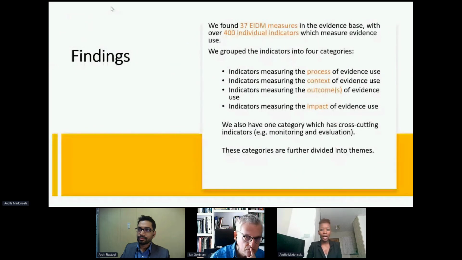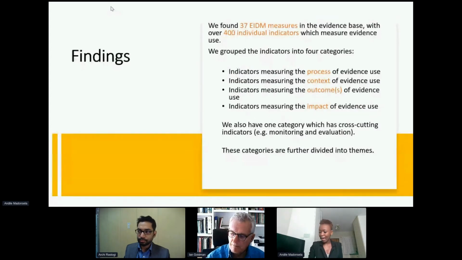So like I said, we found 37 EIDM measures, and these measures are made up of over 400 individual indicators. And we grouped these indicators into 4 categories of indicators which measure the process of evidence use, the context of evidence use, the outcomes of evidence use, and the impact of evidence use. We also have 1 category that has cross-cutting indicators, such as indicators which point to monitoring and evaluation. These categories are further divided into themes, but unfortunately, because of time constraints, I won't be able to get into those.